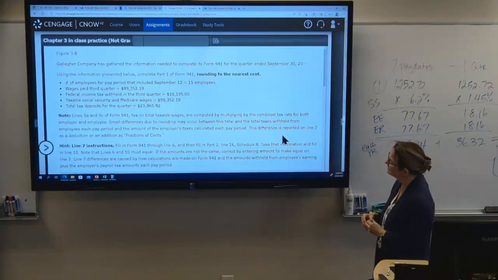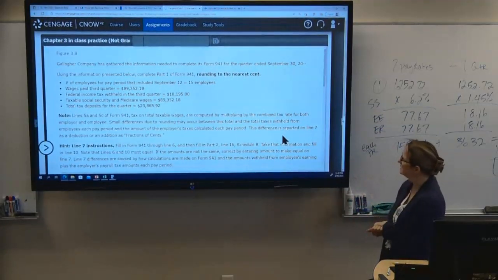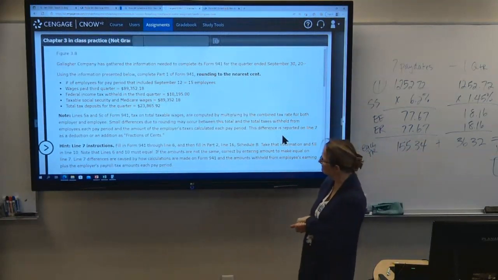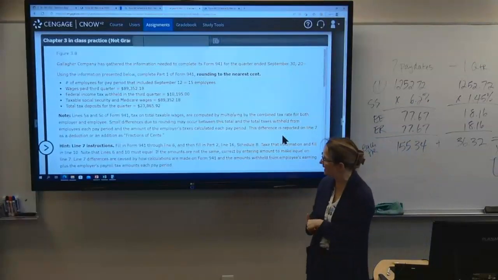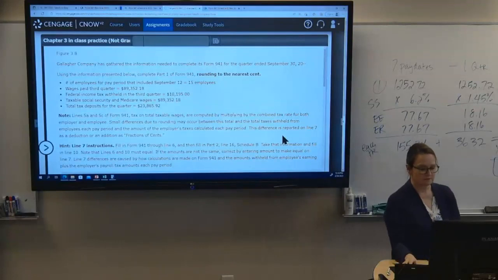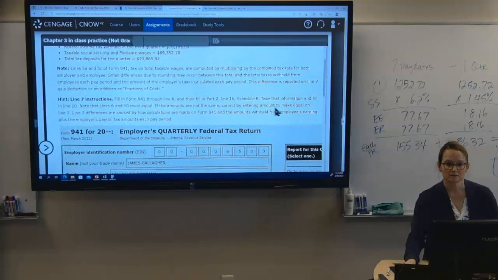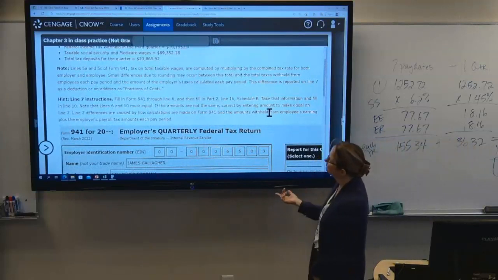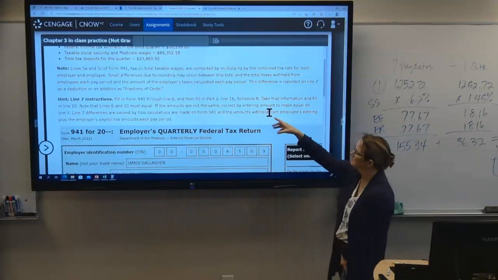Lines 5A and C, total taxable wages, are computed by multiplying the combined tax rate for both. We went through that. That's the 12.4% and the 2.9%. Small differences due to rounding may occur between this total and the total taxes that were withheld from employees' pay. This difference is reported on line 7 as a deduction or an addition as fractions of cents. And here's a hint for line 7: fill in the Form 941 through line 6, and then fill in part 2, line 16 of Schedule B.